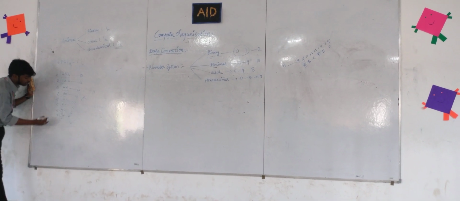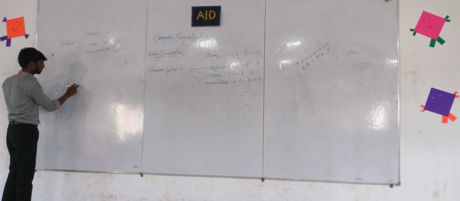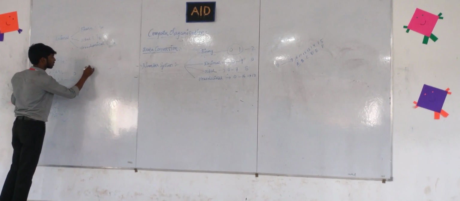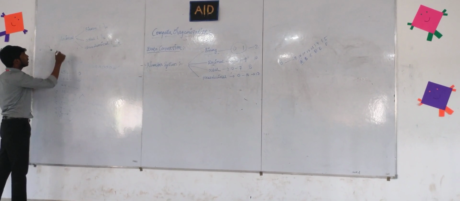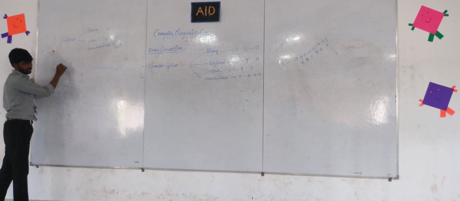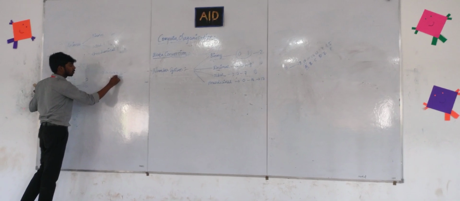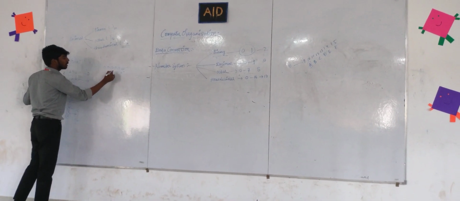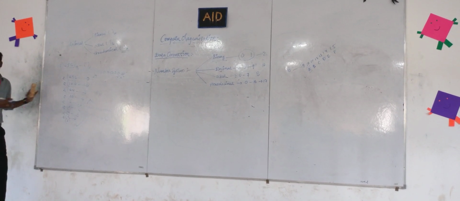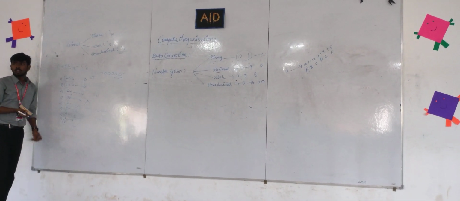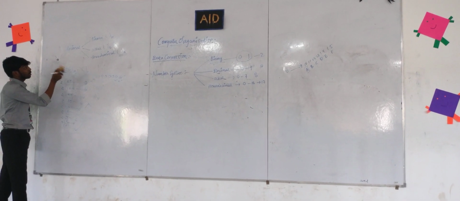1, 2, 3, 4, 5, 6, 7, 8. 1 plus 8 zeros. This is the binary representation of 256. If you want to check whether it is correct or not, you can use this rule: 2 power 0, 2 power 1, 2 power 2, like that. So you will get 2 power 8, right? Obviously 2 power 8 value is 256. So this is the conversion of decimal to binary.